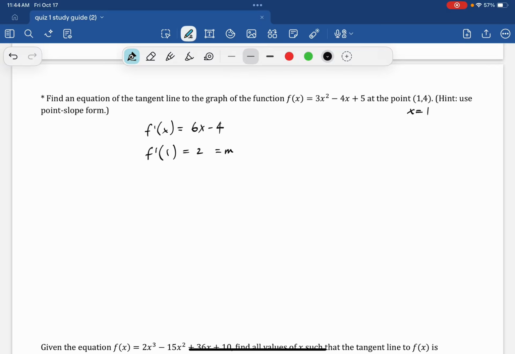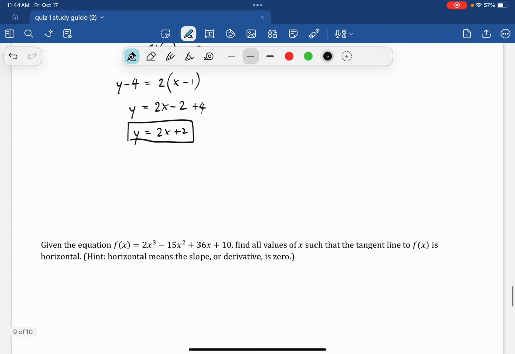And then we just use point slope form using this point and that slope. So that's y minus y1, which is 4, equals the slope m, which is 2, times x minus 1. So that's y equals 2x minus 2 plus 4. So y equals 2x plus 2. That's my answer, which I hope is right.